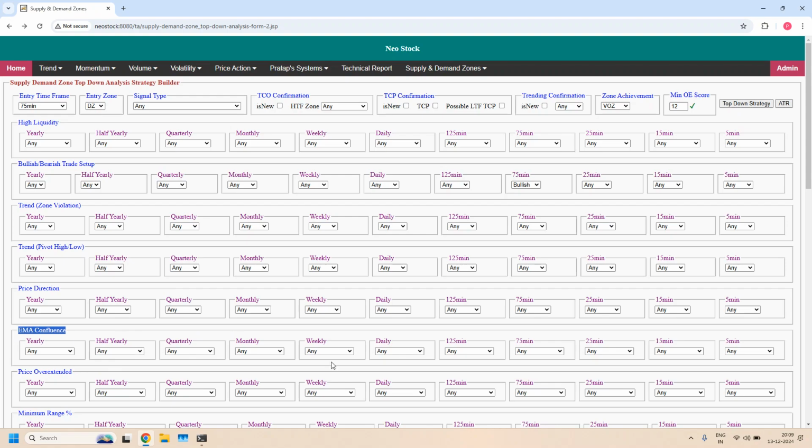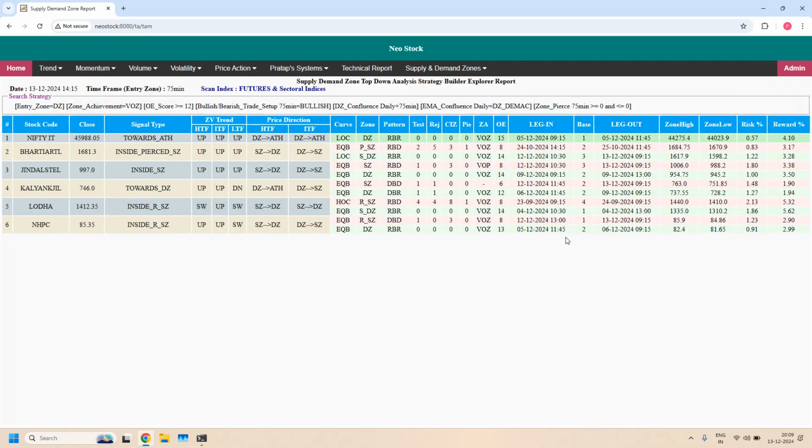So in the EMA confluence, at a daily time frame, because the 75 minutes entry demand zone is part of the daily demand zone, the daily demand zone having daily EMA confluence filter is enabled. So with this filter, we got 6 stocks. So these 6 stocks are even more high probability trade setup supported stocks. Because these 75 minutes demand zones are part of the daily demand zone, and the daily demand zone is having daily EMA confluence and also daily trend is up. ITF means daily.